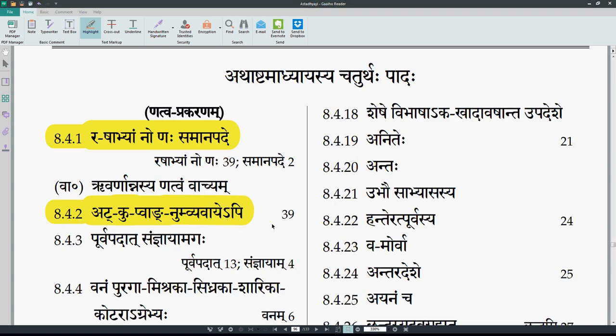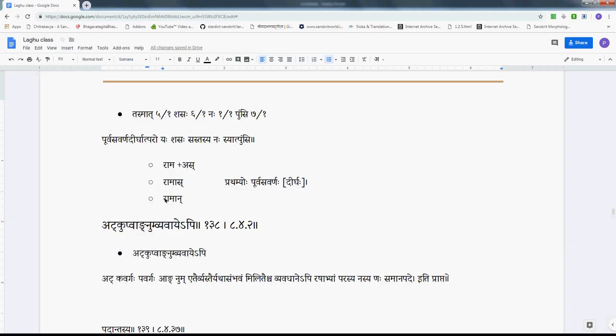Now what do we have? We have Raman. There is a repha here, so the nimitta repha is there. Is nakara immediately following it? No. What do you have? You have akara, makara and akara. So this is repha, akara, makara, another akara and then nakara. Now this nakara, should it take natvam or not? That is the question here.